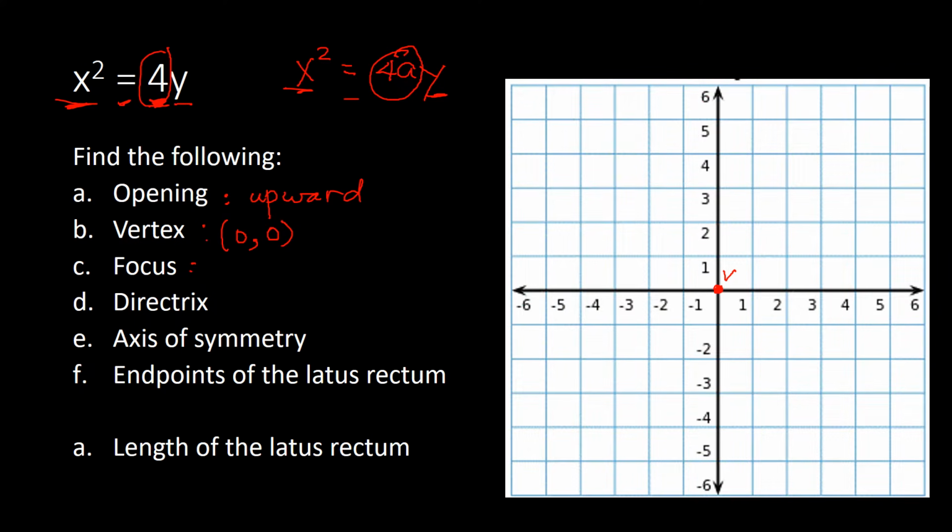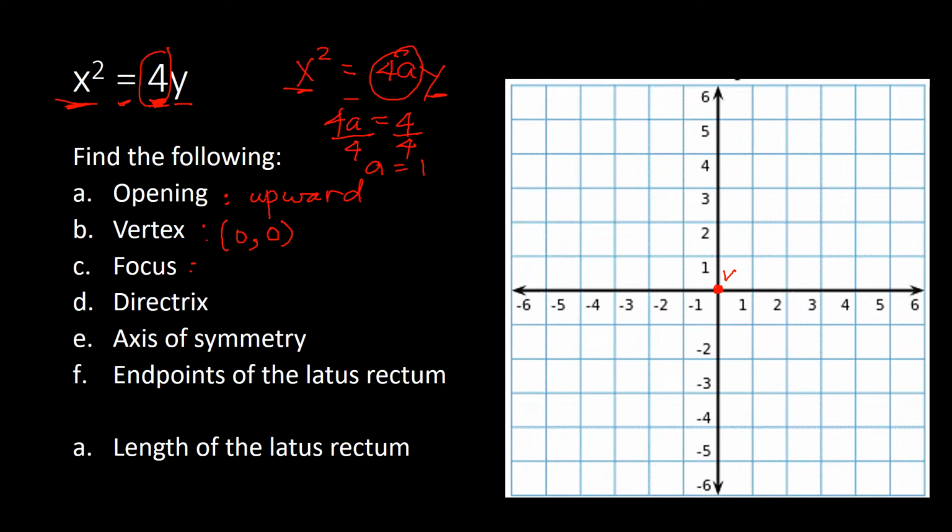Automatically this number 4 here is our 4a. Once we have 4a is 4, we are to look for a, because if we talk about the properties of our parabola, the focus has a distance from the vertex which is equal to a. Again, the distance between focus and the vertex is equivalent to a. So we divide this by 4 so that we can come up with an a which is equal to 1. So our a is 1.